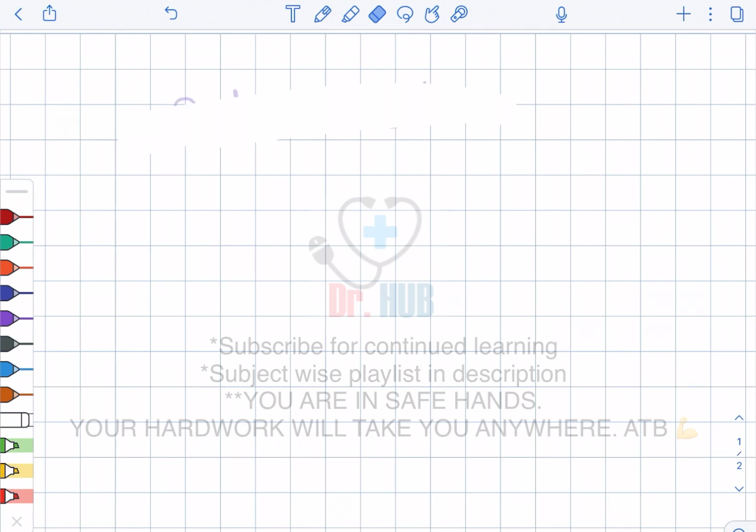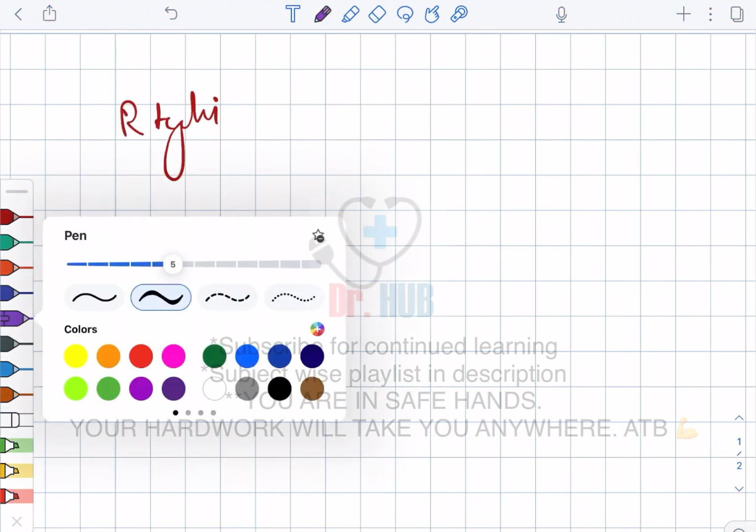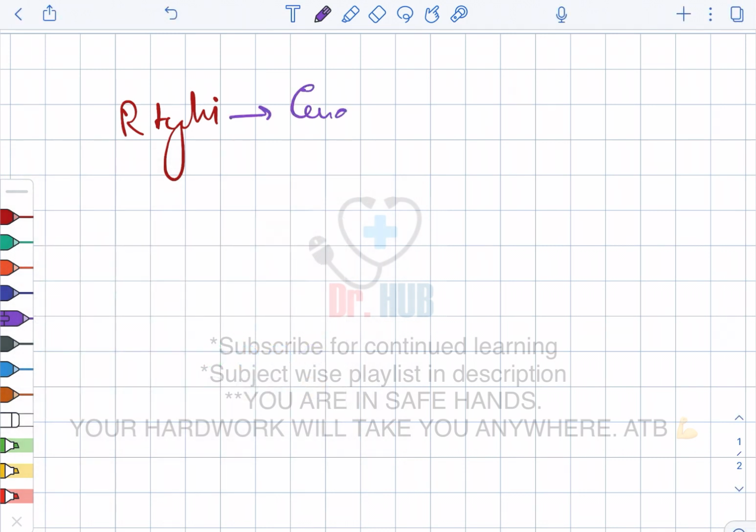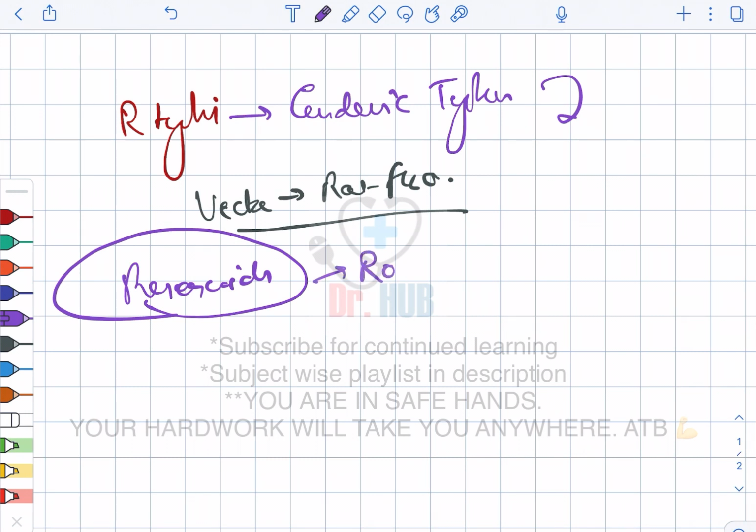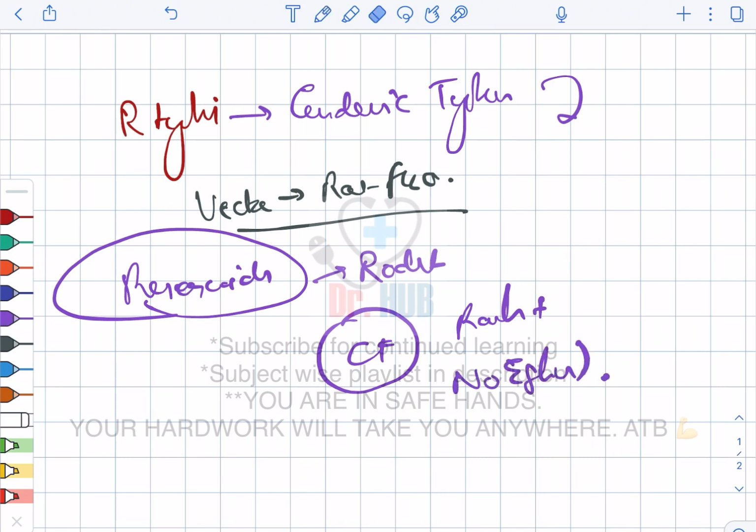Next we are looking at R. typhi. In case of R. typhi, the disease transmitted is endemic typhus. And the vector is the rat flea. Reservoir here includes the rodents, and the clinical feature is nothing but rash, and there is no eschar.